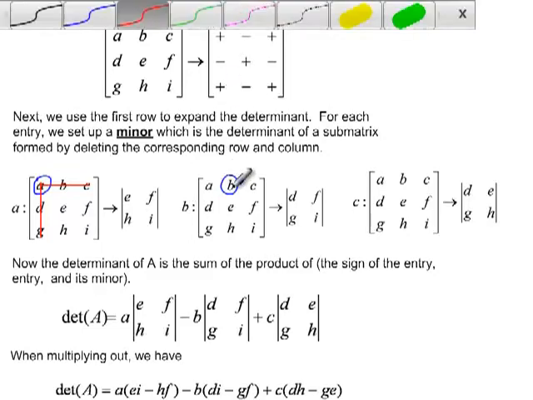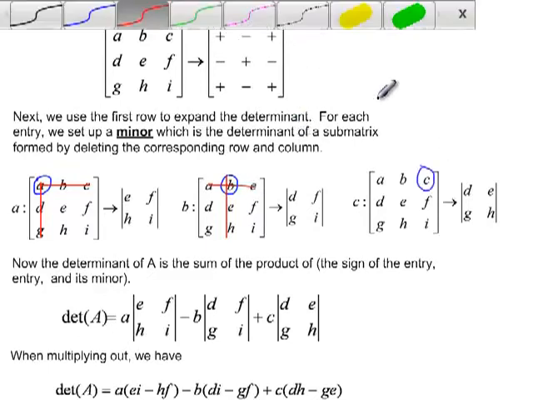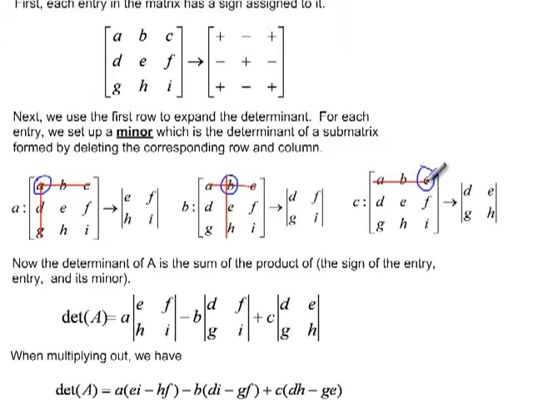Again, for B, which is sitting in the first row, you cross out the first row and then the second column. The remaining entries D, G, F, I, when you form the determinant, will be called the minor of B. The third entry is C, so you cross out the first row still, but then the third column. So the determinant of the remaining entries D, G, E, H will be the so-called minor of C.